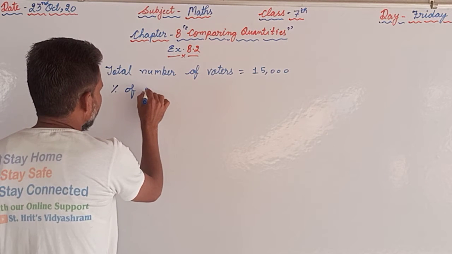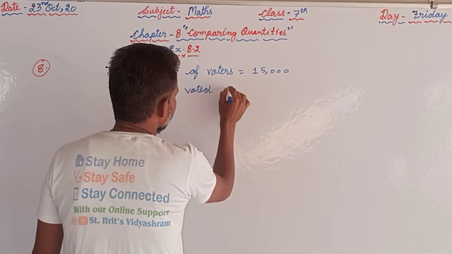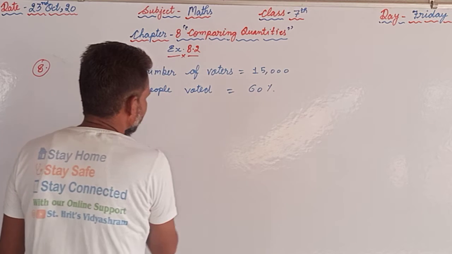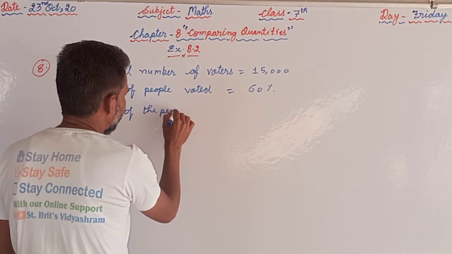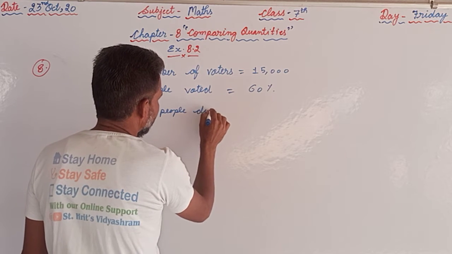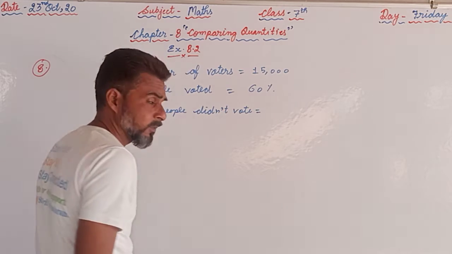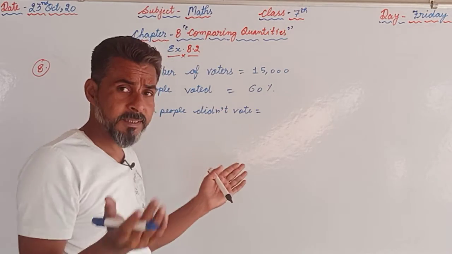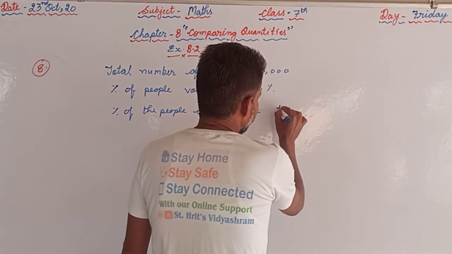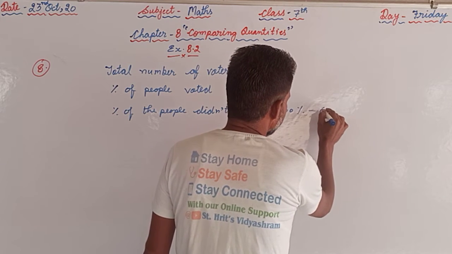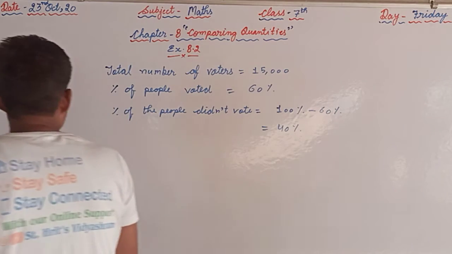Percentage of people voted is 60%, and we have to find the percentage of the people who didn't vote, the people who have not cast their vote. The total percent is 100, and out of 100, 60% have voted. So 100% minus 60%, that is 40%. 40% of voters have not voted.